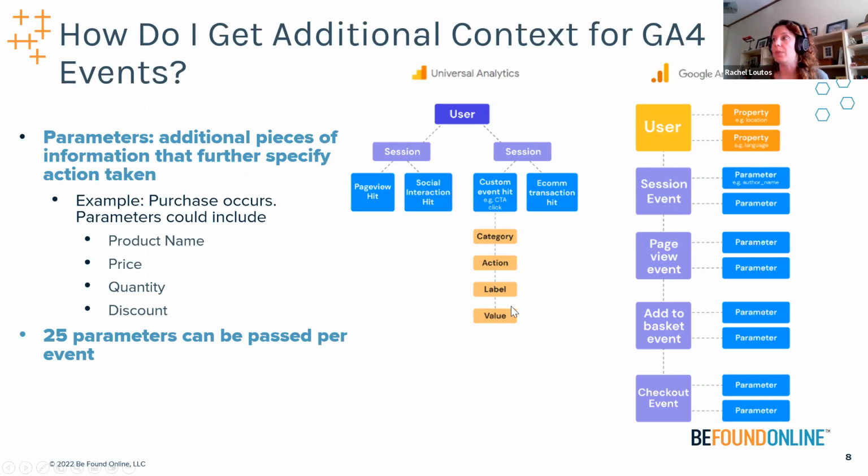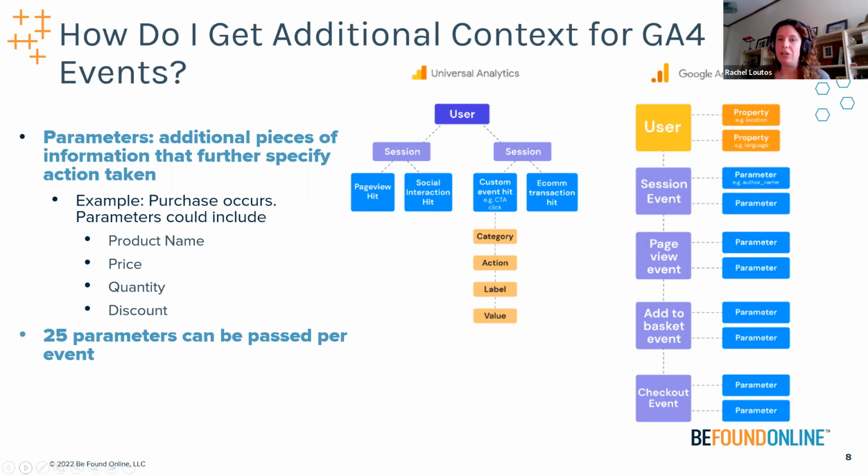So we can see in this model here for UA, underneath this hit event, we've got category, action, label, and then value, which is the number that might be associated with a conversion. But in GA4, it's not like that at all, right? So there's no hierarchy. It's more additional pieces of information that are being passed through a parameter.